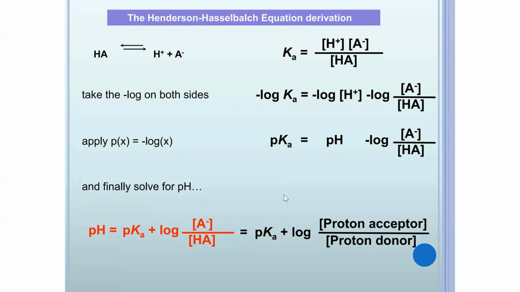the anion concentration divided by the acid concentration, and at the end we have pH is equal to pKa plus the logarithm of the anion concentration divided by the concentration of the acid. This equation is described as the Henderson-Hasselbalch equation. You can say pH is equal to pKa plus log of the proton acceptor, which is a base, divided by the proton donor, the acid. So in a simple way, we can just say pKa plus the logarithm of the concentration of a base divided by the concentration of an acid. And that is it. That is the Henderson-Hasselbalch equation.